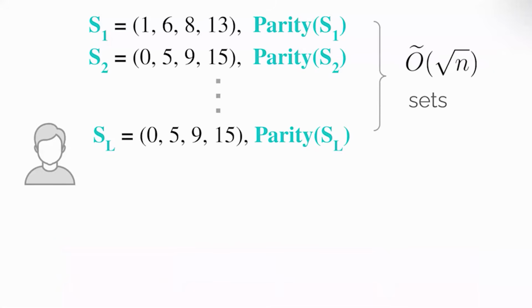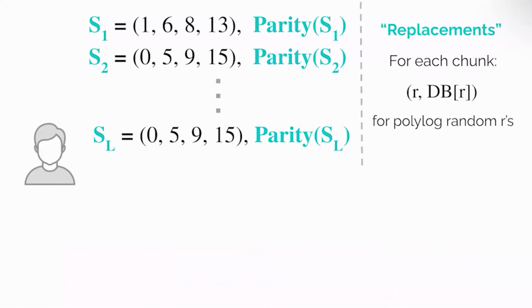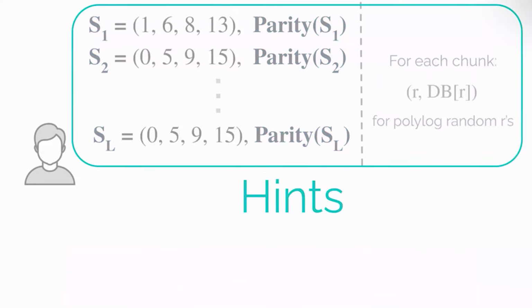That's why it's called client-side preprocessing. Besides this information, the client also gets some entries called replacement entries. They're very simple: for every chunk, I pick polylog random indices and store the database value at those indices. These replacement entries will become useful later. This whole thing is called a hint, and the client stores the hint, which facilitates the online queries.